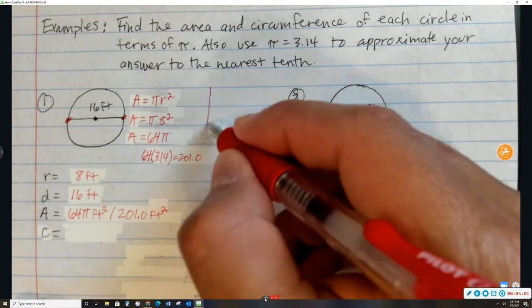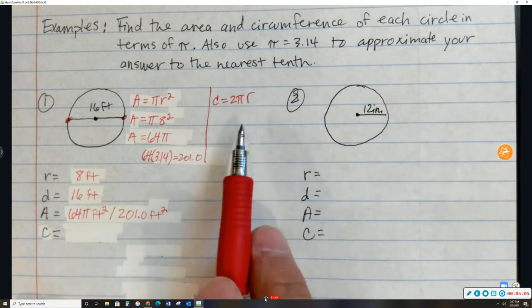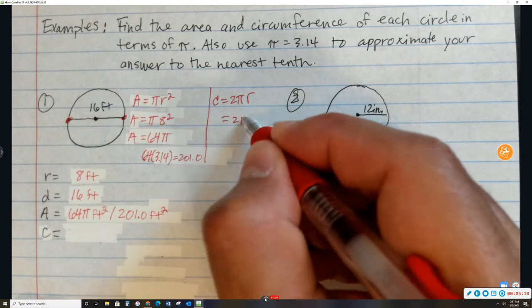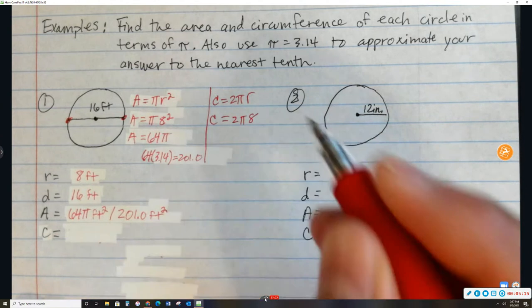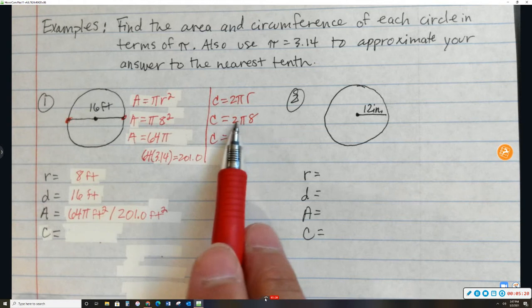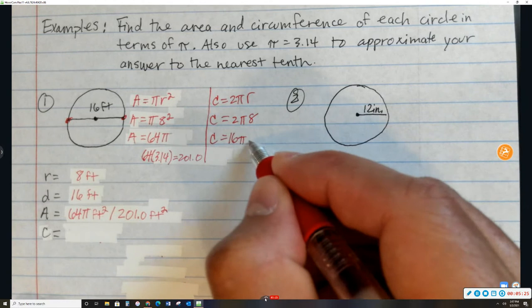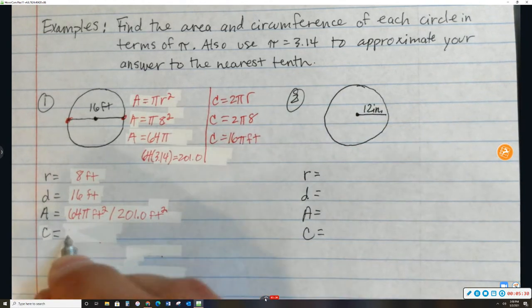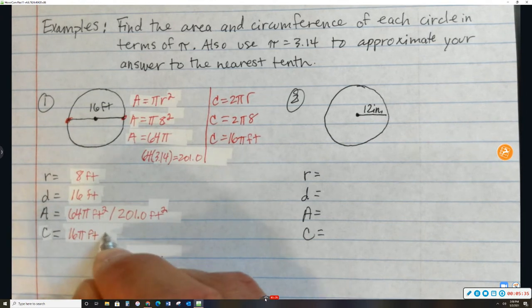And then if we want to find the circumference, it is 2 pi r. Again, we know the radius is 8, so I'm going to use 8 there. And to find my answer with pi, all I do is deal with the numbers. So 2 times 8 is 16, and then I keep the pi. So that's my exact answer actually, 16 pi, and then that's feet.